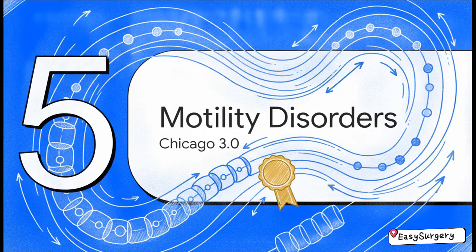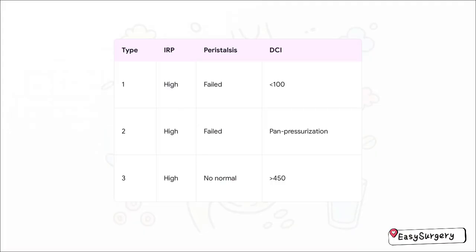And finally, Section 5, Motility Disorders, focusing on the Chicago 3.0 classification. To really understand these disorders, we rely on high-resolution manometry. It's the gold standard. Look at how beautifully this table breaks down the Chicago 3.0 criteria for achalasia. Notice that across all 3 types, the integrated relaxation pressure, or IRP, is elevated. That's the baseline proof that the lower sphincter is failing to relax.